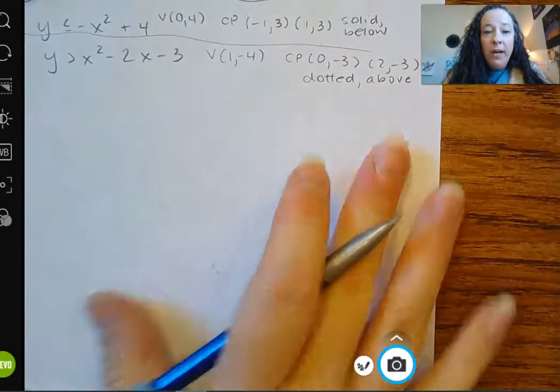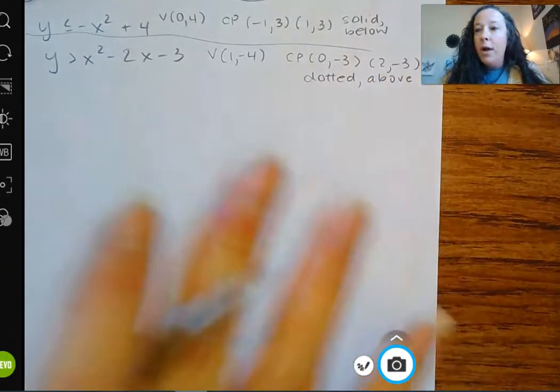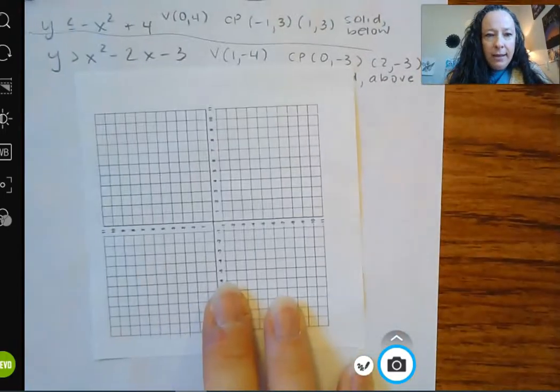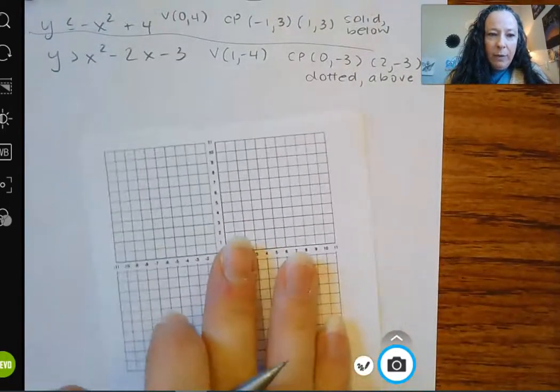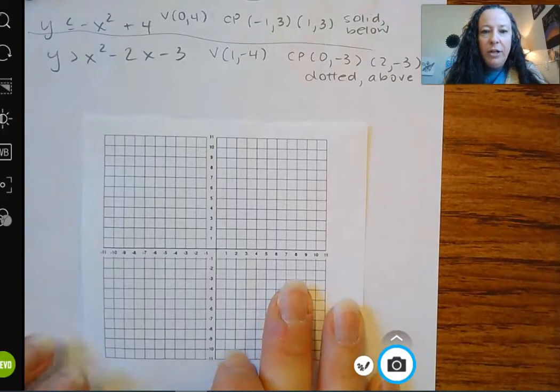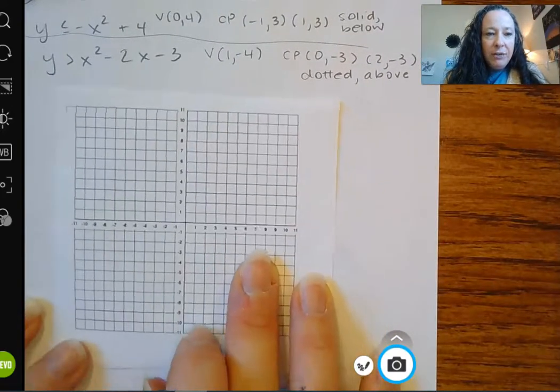So all of that is important. All of that I'm going to need on my own piece of paper. Now again, you can use something like this. If you want to print off some little graphs, you can, or you can use graph paper. I'm actually going to do that this time.